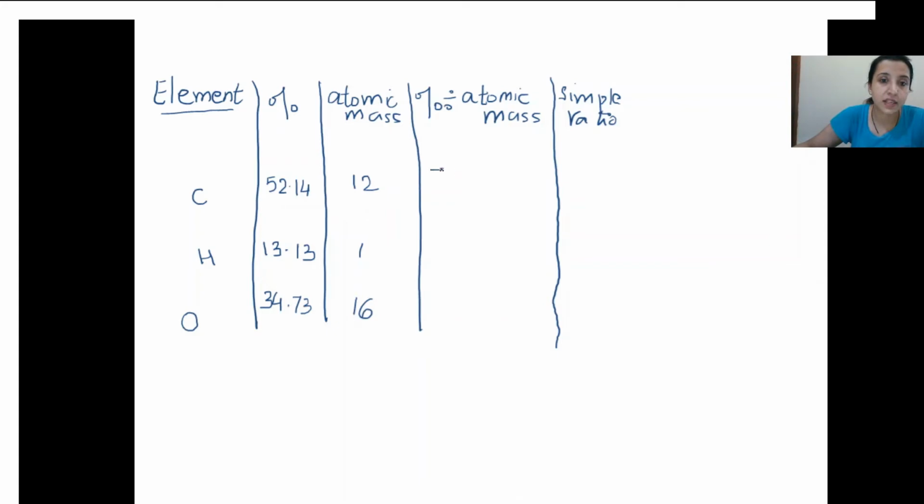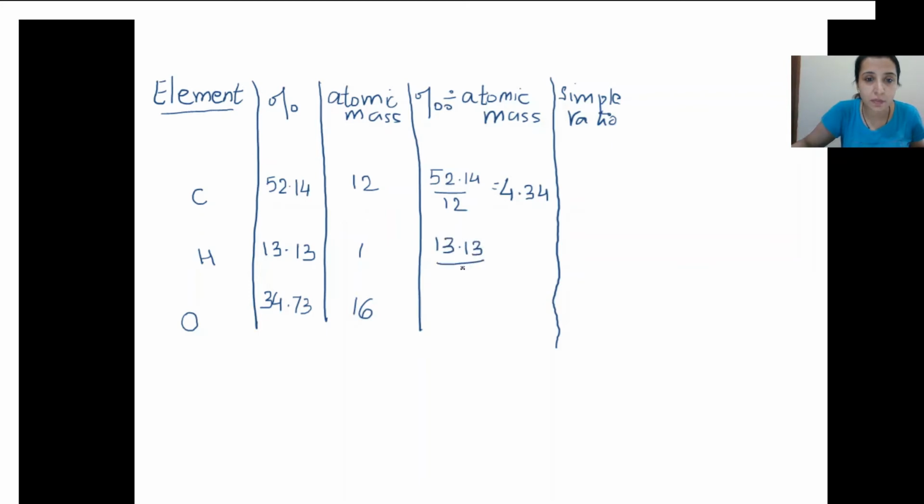Now, next is 52.14 divided by 12. Here I am using the calculator, but students, you don't do it. I just wanted to explain to you, that's why I'm using it. Otherwise, please do it by hand. 52.14 divided by 12, you can do along with me as well. It comes out to be 4.34.